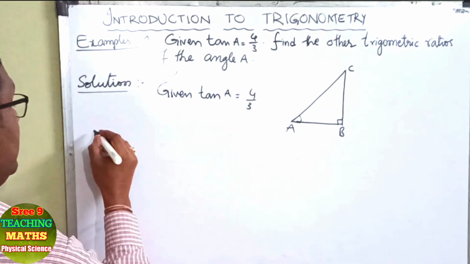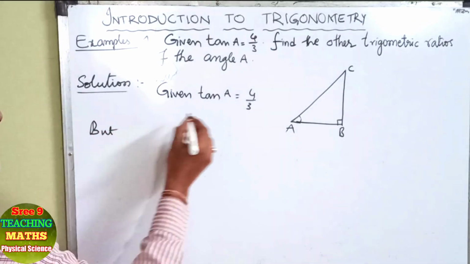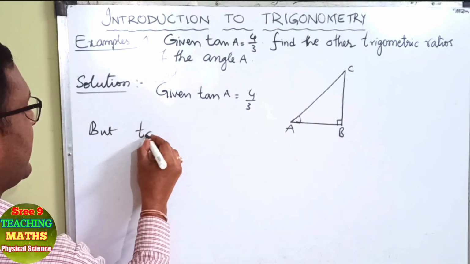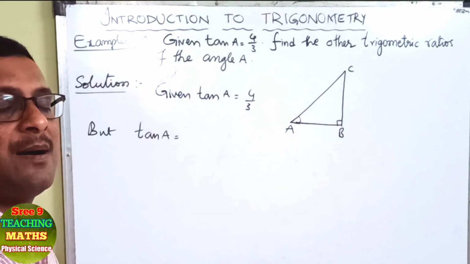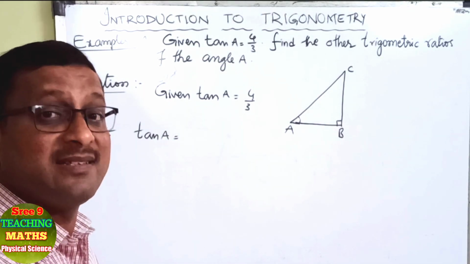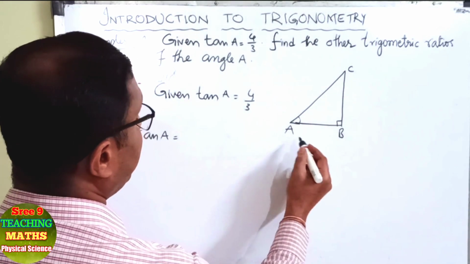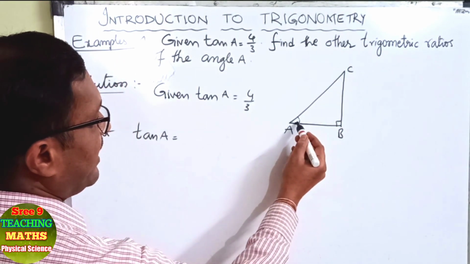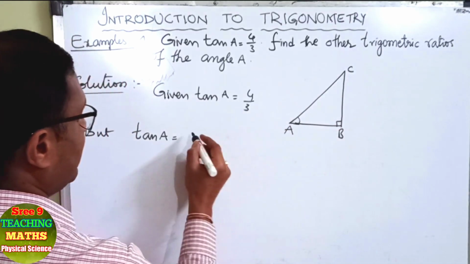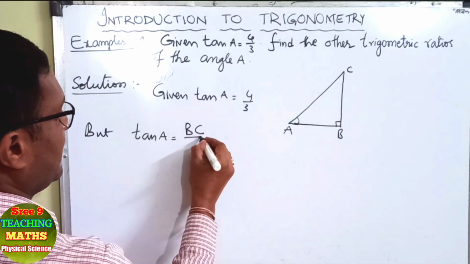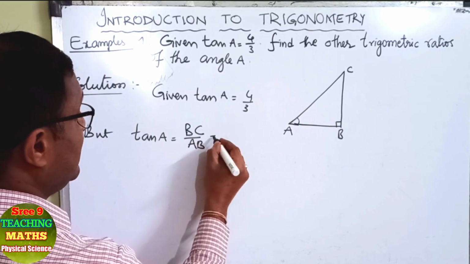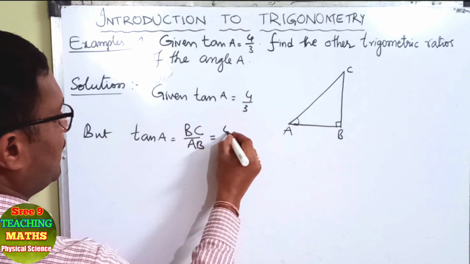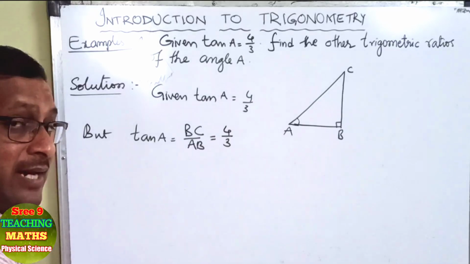Okay, so first we have to draw the triangle and write: given tan A is equal to 4 by 3, right? But from the figure, what is tan A? What is the ratio? Tan A is opposite side by adjacent side. Which is the opposite side here? This is the angle, and this is the opposite side, that is BC, by adjacent AB, right? This is equal to tan A, that is 4 by 3, right?